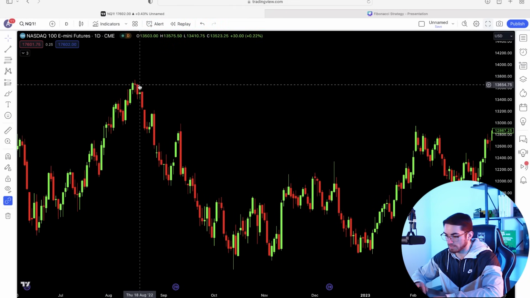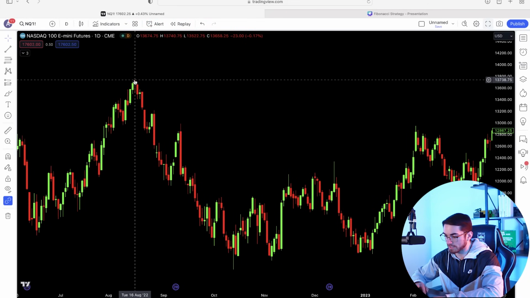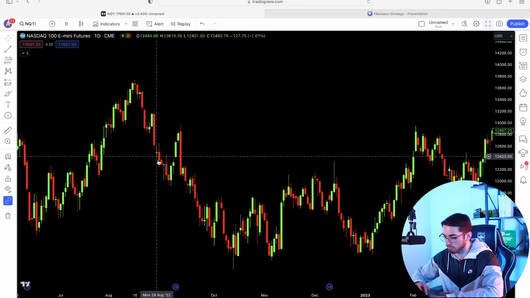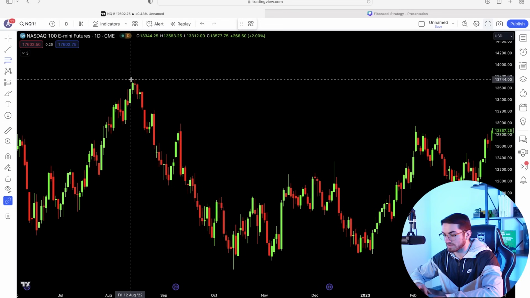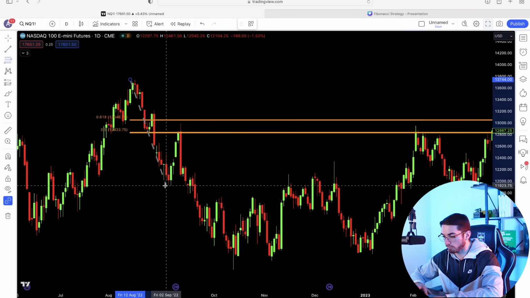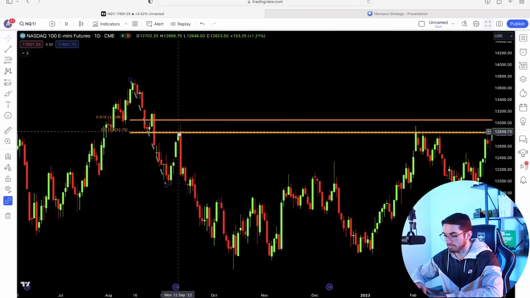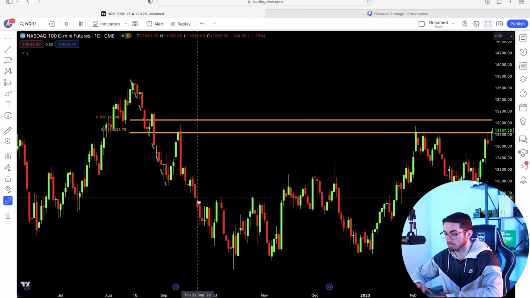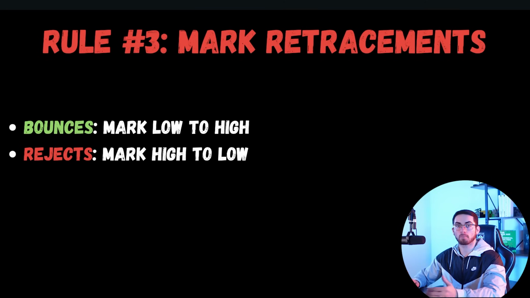Looking at NQ on the daily time frame, we have this high point right here before a strong aggressive move down. So as a result, we would take our Fibonacci retracements, mark it from the high to the low, and look for price to trade back up towards the 50 and 61.8% retracement to then look for a reject for the next leg down. So now that you know how to mark the retracements, let's discuss entry criteria.